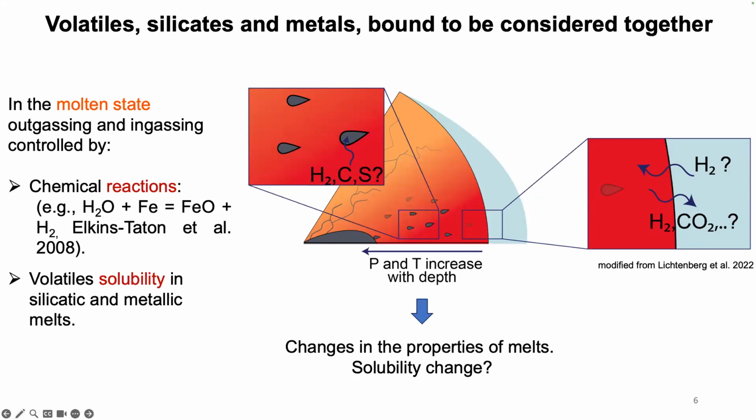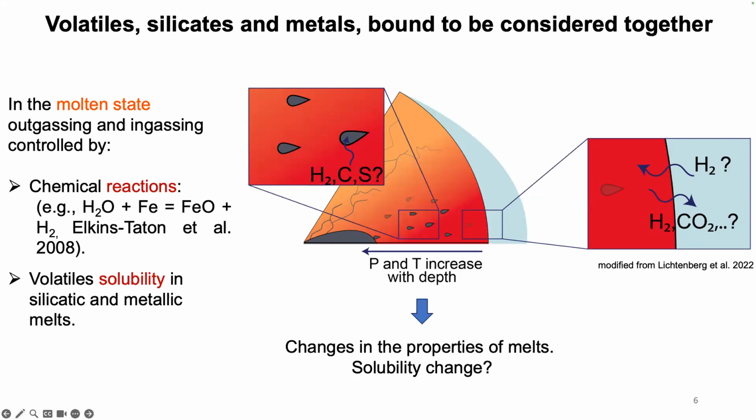And there is another variable that we need to consider. Properties of the melts, all melts, so the silicate melt, the metallic melt, they change with pressure and temperature. So the amount of stuff that we can store in here is likely much different from the amount of stuff that we can store in here, for example. And these lead to very interesting scenarios also in terms of dynamic aspects.